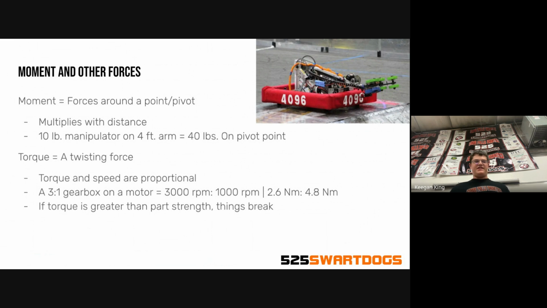Torque is similar. It's a twisting force on a rotational joint or shaft, and torque and speed are proportional in most gear ratio systems. So if you have a higher torque, you get a lower output speed. If you have a higher speed, you get a lower output torque.